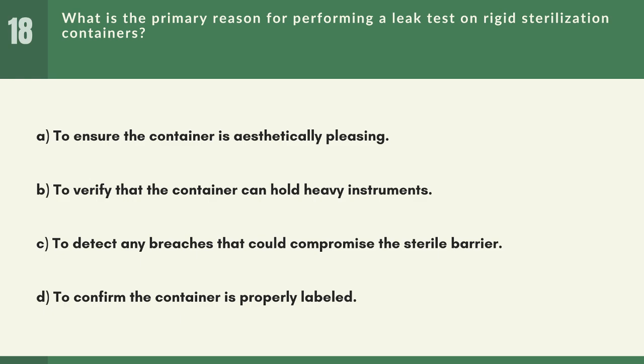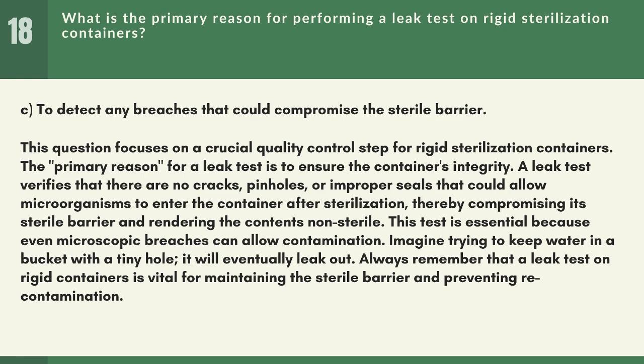Question 18. What is the primary reason for performing a leak test on rigid sterilization containers? A. To ensure the container is aesthetically pleasing. B. To verify that the container can hold heavy instruments. C. To detect any breaches that could compromise the sterile barrier. D. To confirm the container is properly labeled. Answer: C. To detect any breaches that could compromise the sterile barrier.